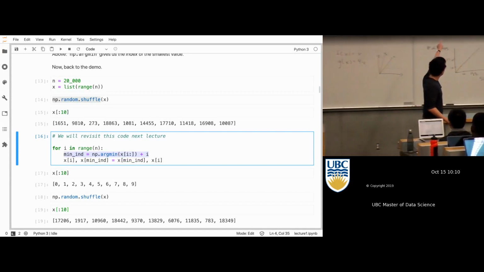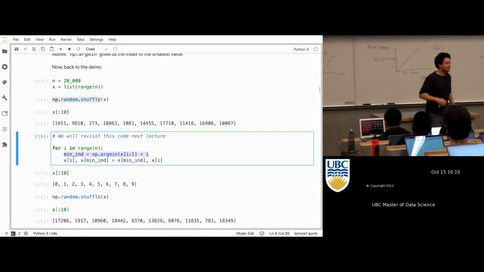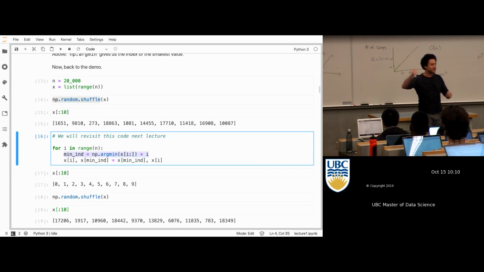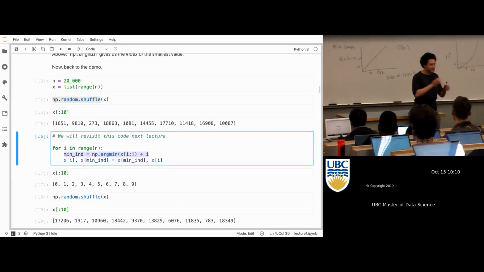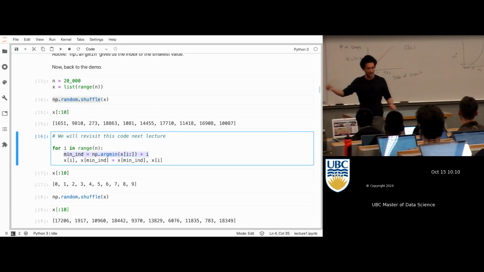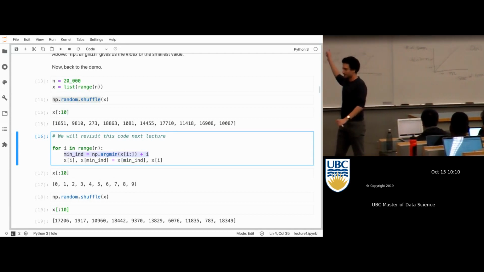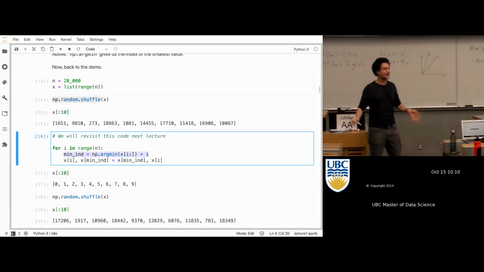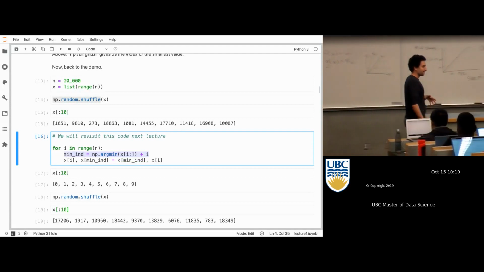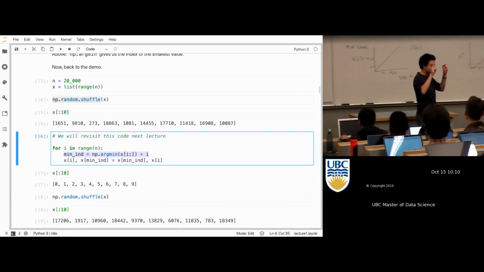And so running that one line of code is itself linear time. If my array was twice as big, that argmin would take twice as long, because it is looking through every single thing. And so now the argmin is linear time. It's O of n time. It takes n steps, so to speak.